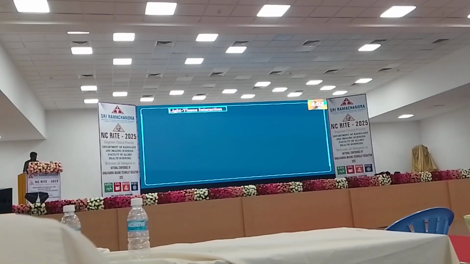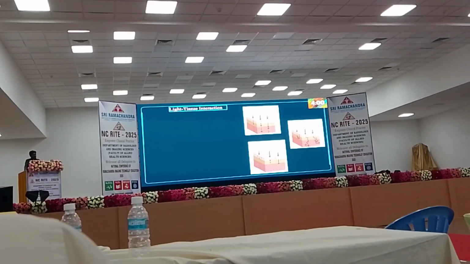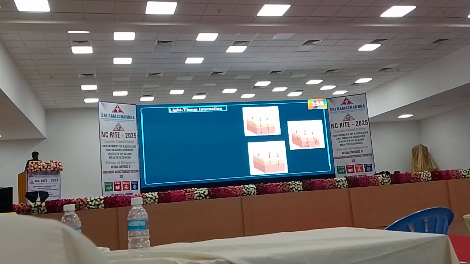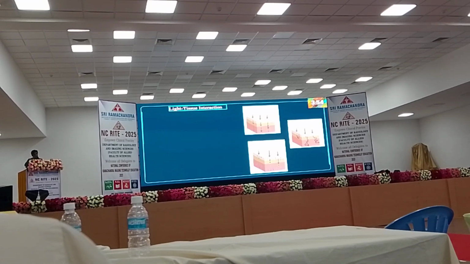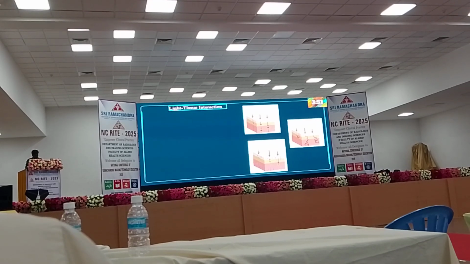So starting with, first there will be a light-tissue interaction. In light-tissue interaction, there is absorption, scattering, and autofluorescence. Autofluorescence is nothing but when light interacts with the tissue, part of it gets converted into heat and another part gets reflected back. That property is called autofluorescence.